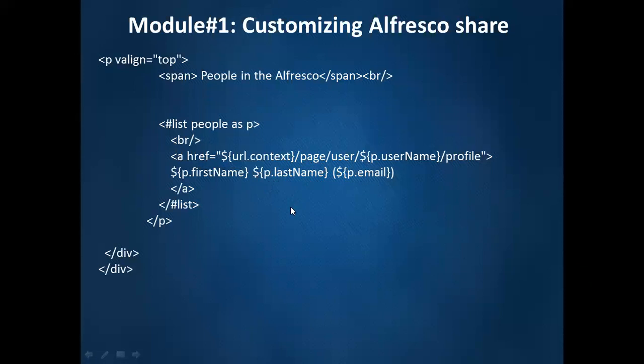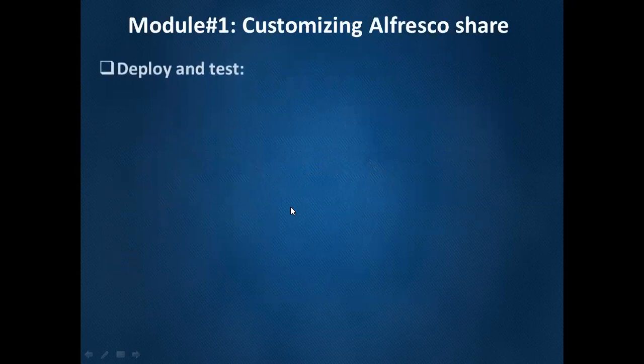So in this way, we finished explaining our FTL template code. Now let's see how to deploy and test this example.